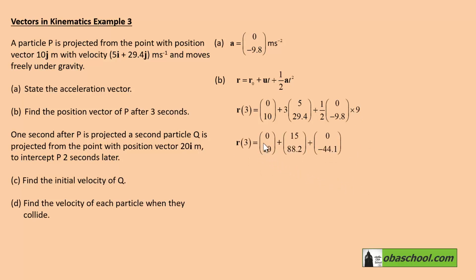So that's going to be 0, 10 plus 15, 88.2 plus 0, negative 44.1. And that gives us 15, 54.1. So 15i plus 54.1j meters.